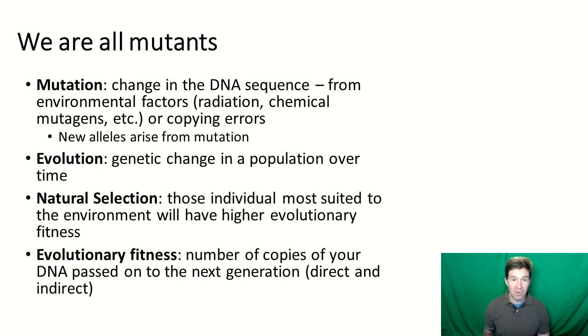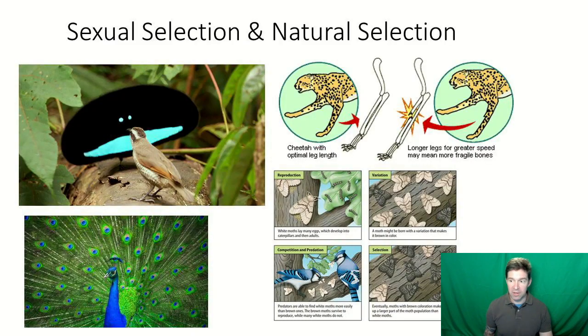How successful you are at passing on your DNA says to that plant or that rodent or that insect how fit they are evolutionarily. So again, it's about surviving and acquiring resources and then also finding a mate. And so sexual selection and natural selection are both going to be contributing to the evolution of a species. Okay, so that's really fun stuff.